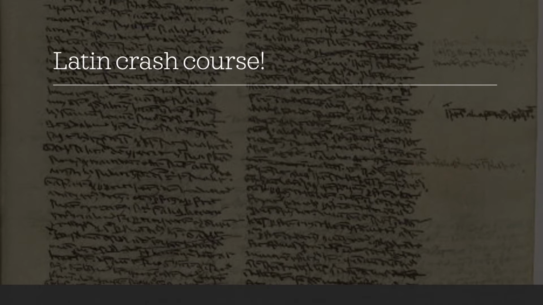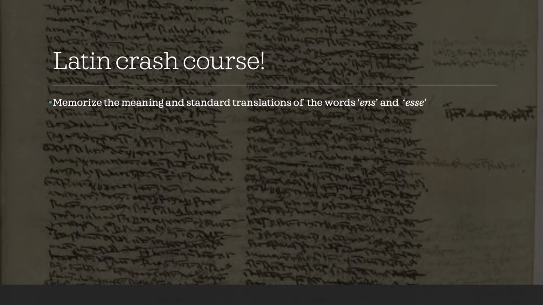That's because certain words Aquinas used are very technical terms, and the fact that they are technical terms is more easily captured by keeping in mind the Latin term which Aquinas originally used. We're going to have to memorize the meaning of the two Latin words ens and esse, ens being spelled E-N-S and esse being spelled E-S-S-E.